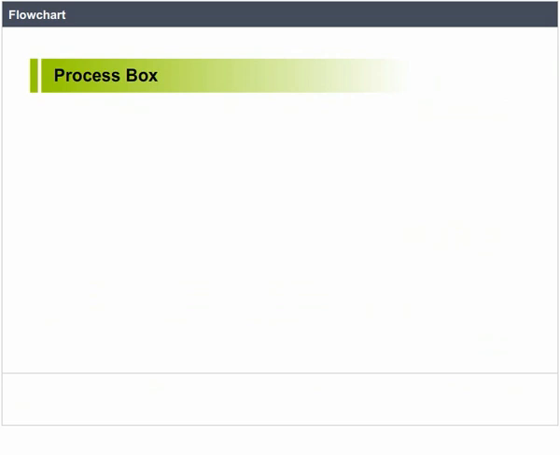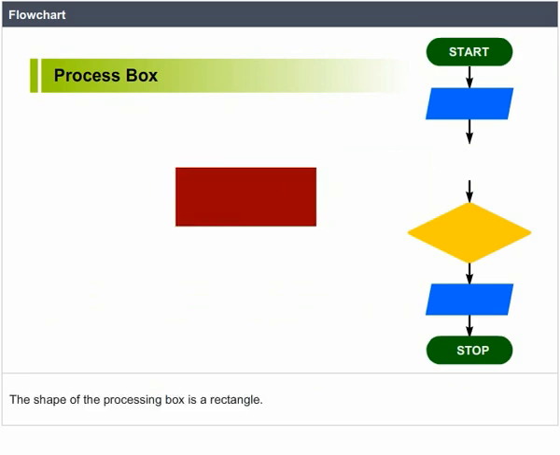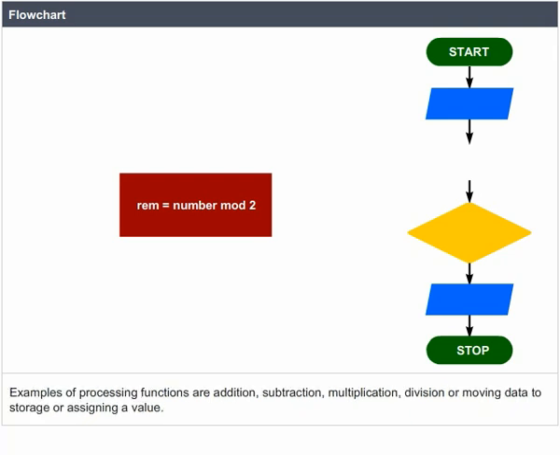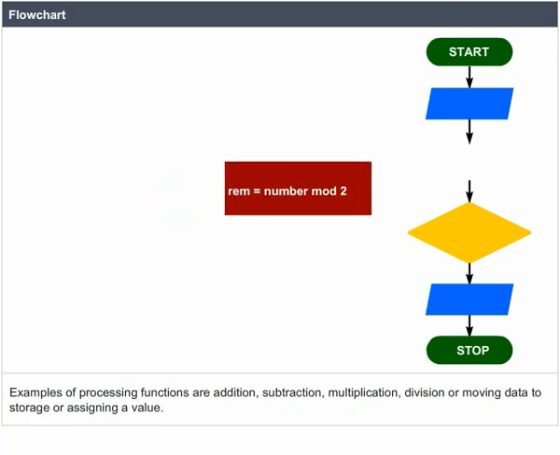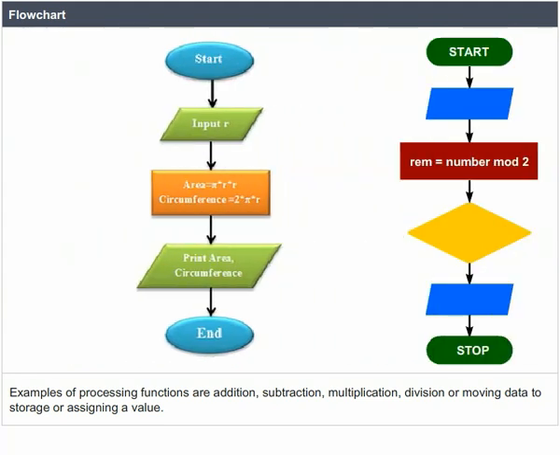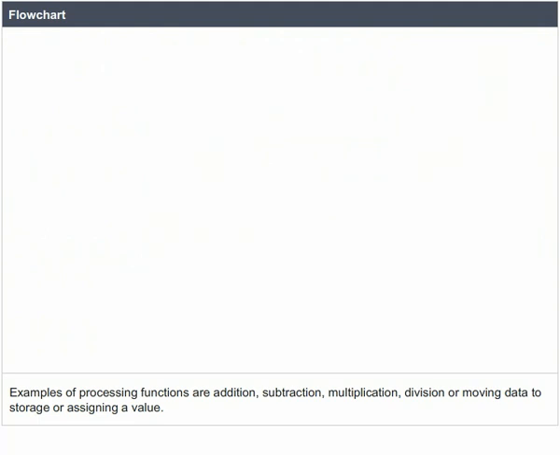Process box. The shape of the processing box is a rectangle. This symbol represents one or more instructions that perform a processing function in a program. Examples of processing functions are addition, subtraction, multiplication, division, or moving data to storage or assigning a value.